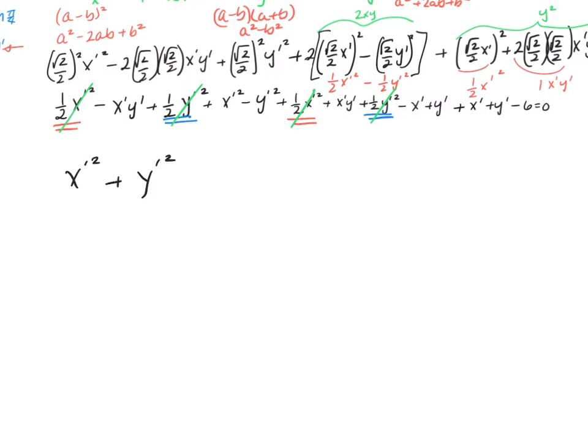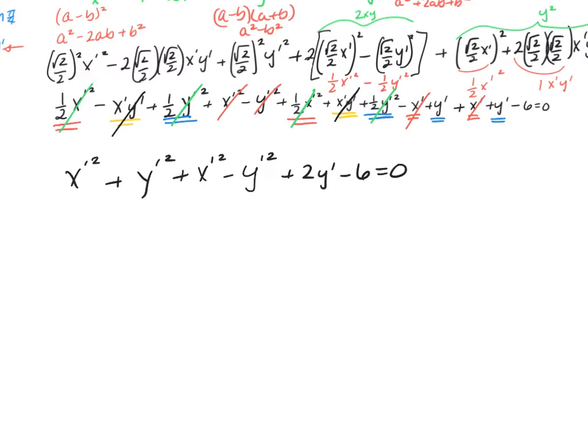I have a minus x prime y prime, and a positive x prime y prime, so those go away. I have an additional x prime squared and minus a y prime squared, so I'll take care of those in a minute. Then I'm going to look at my x primes. This x prime here cancels with this x prime, so those go away. And then I'm just left with plus 2y prime minus 6 is equal to 0. Where's that 2 come from? Because I have a y prime and a second y prime, so I have 2 y primes.